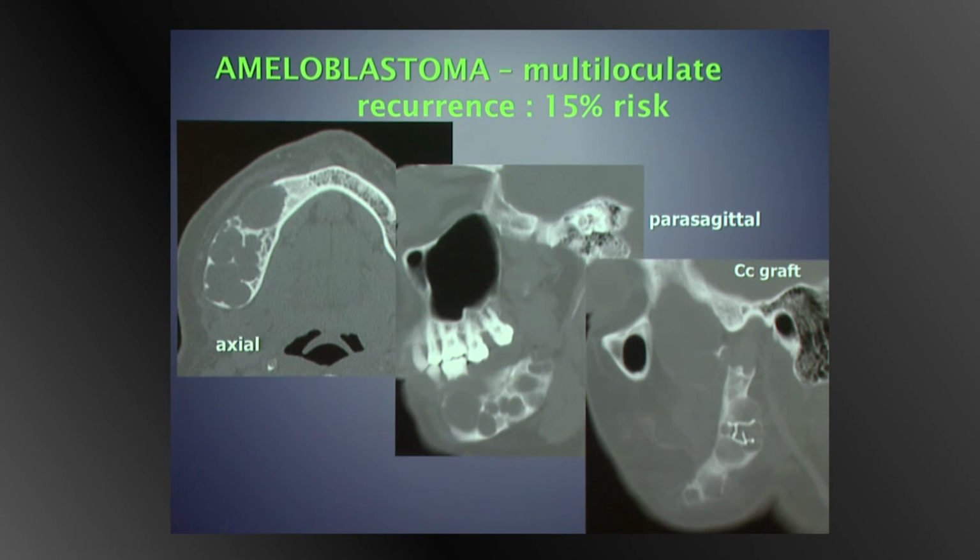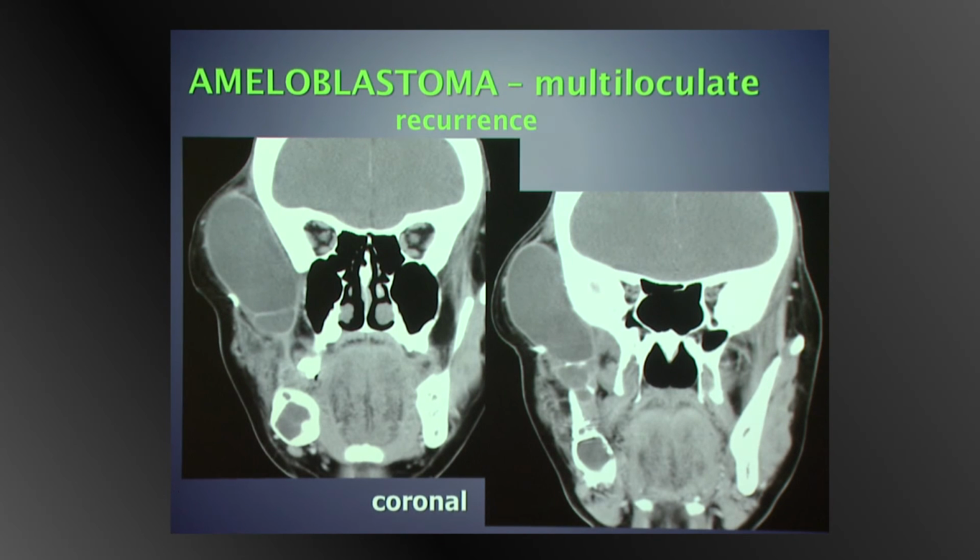This is recurrent tumour, multiloculate, markedly expansile. It's gone up to a costochondral graft following excision of the condylar head. Soft tissue spread into the infratemporal fossa and the temporal fossa.